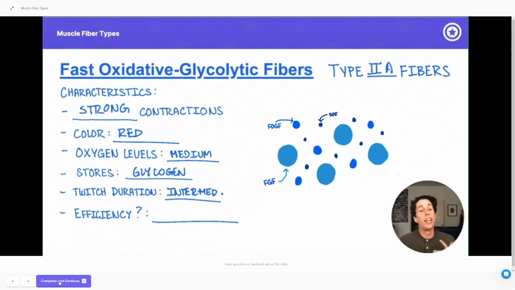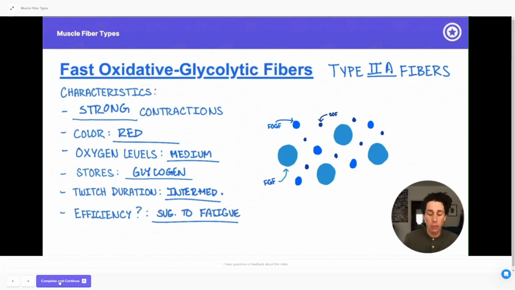Alrighty, now let's go ahead and talk about that efficiency. While these fibers are fairly intermediate of a duration, they are still going to be fairly efficient, but they will be susceptible to fatigue. So we can't use them for quite as long of a period as we can those slow oxidative fibers. But they're still fairly efficient and resistant to fatigue, but they will be susceptible to fatigue at a certain time. So susceptible to fatigue, but those still will be efficient, like I was saying.